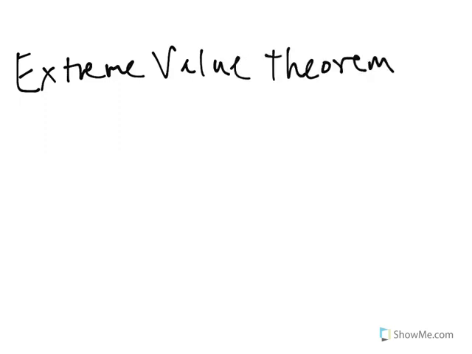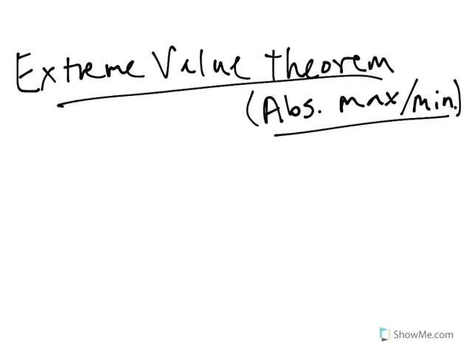Now, when you hear extreme value theorem, what I want you to think about is absolute maximums and minimums, not necessarily local, but absolute maximums and minimums. This is going to give us another way to find possible values for absolute maximums and minimums, along with finding where the derivative doesn't exist and where the derivative is equal to 0. Here's what the extreme value theorem says.